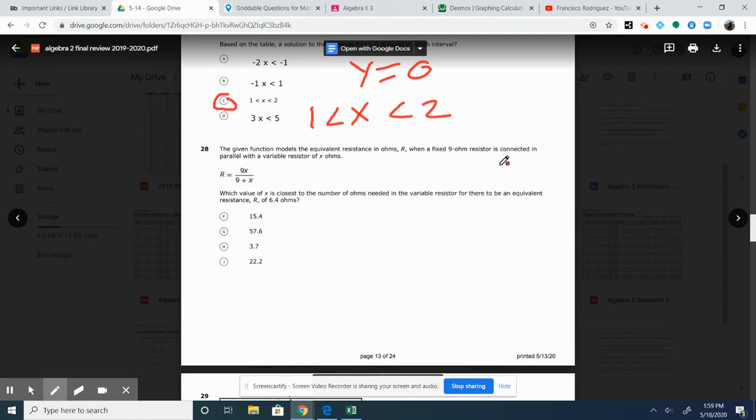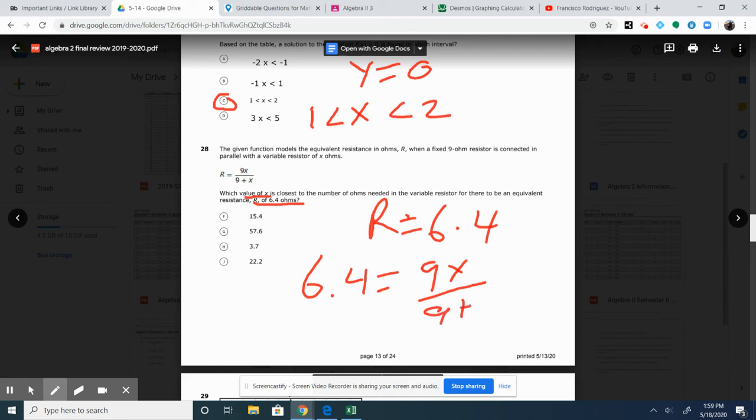So a lot of words that are a little bit useless here. All we're looking for is what value of X will be closest to an equivalent resistance R of 6.4. So we know that R is equal to 6.4 and we are trying to find X. Therefore, we would set up our equation as 6.4 equals 9x over 9 plus x. Now, we could go ahead and solve this, but we can also put this into the calculator.